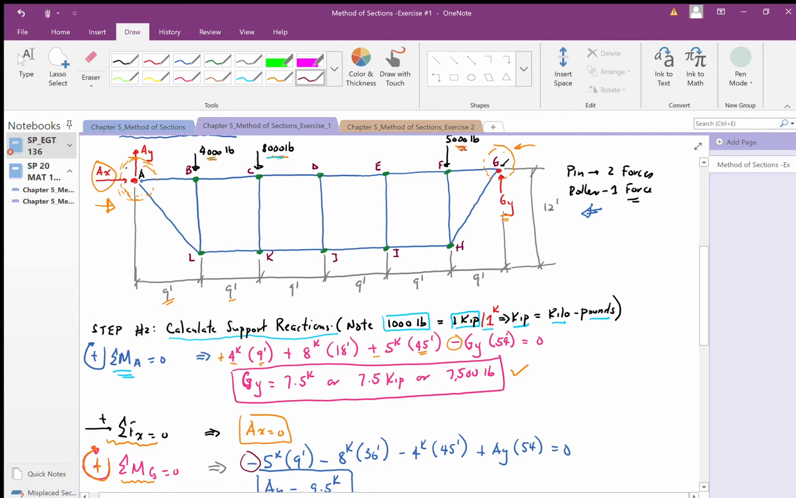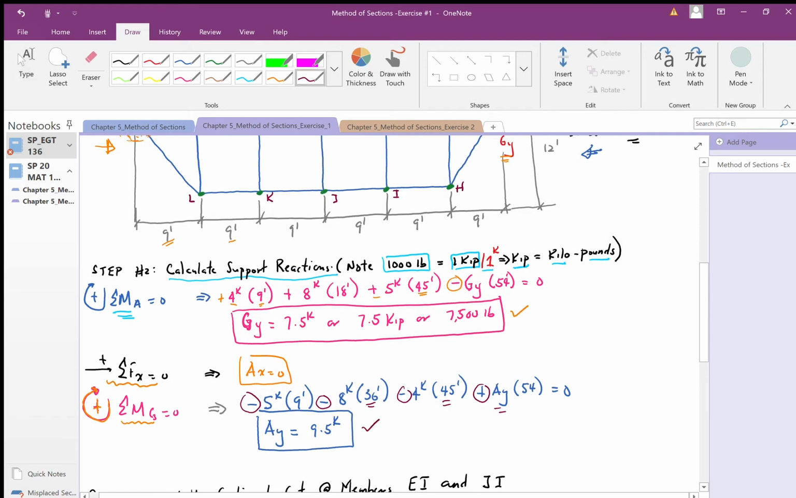The next one is 8,000 pounds, 36 feet away, which also gives a negative moment. The next force from point G is 4,000 pounds, 45 feet away, also giving a negative moment. Then my AY, which is 54 feet away from point G, gives a positive moment here. So just solve for AY, and this is typically what you're going to get.